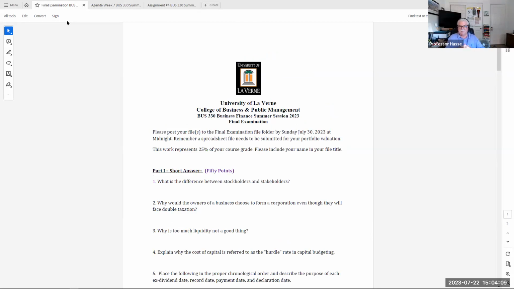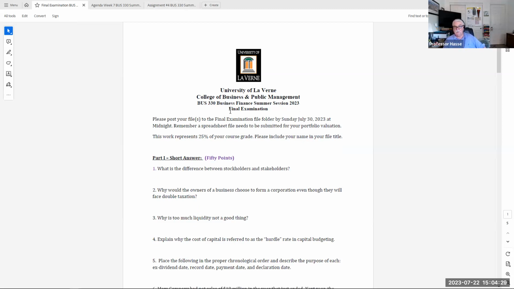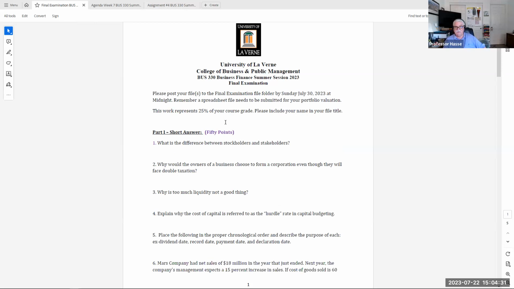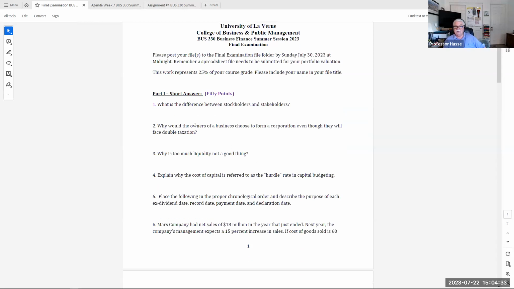So this is the examination. You can do it all on this Word document or PDF document, but still remember, you have to post a spreadsheet for your portfolio work. And I'll talk about that in a minute. So your final examination is 3 parts. The first part, worth 50 points, is to answer the short answer questions.